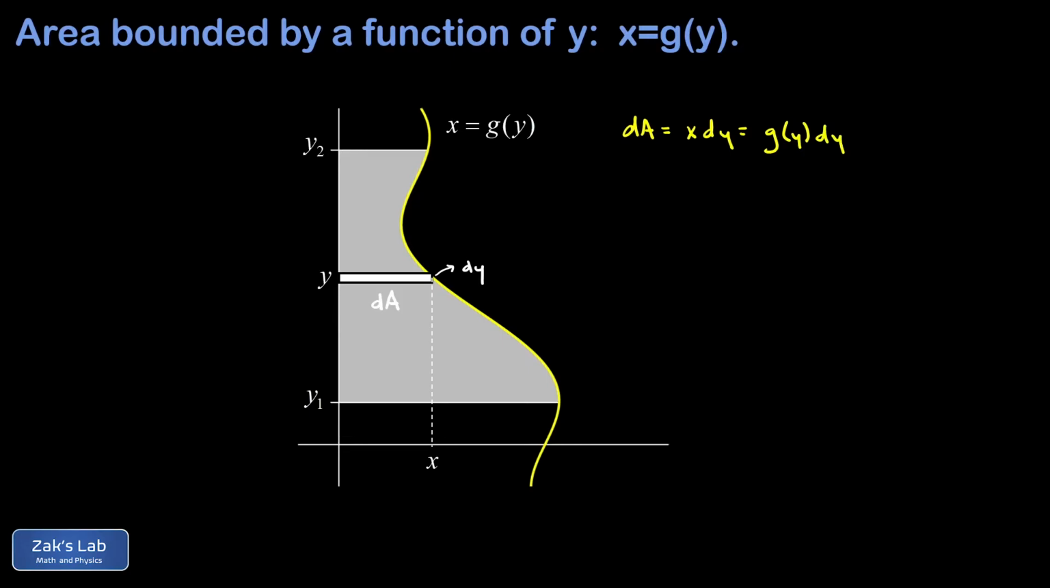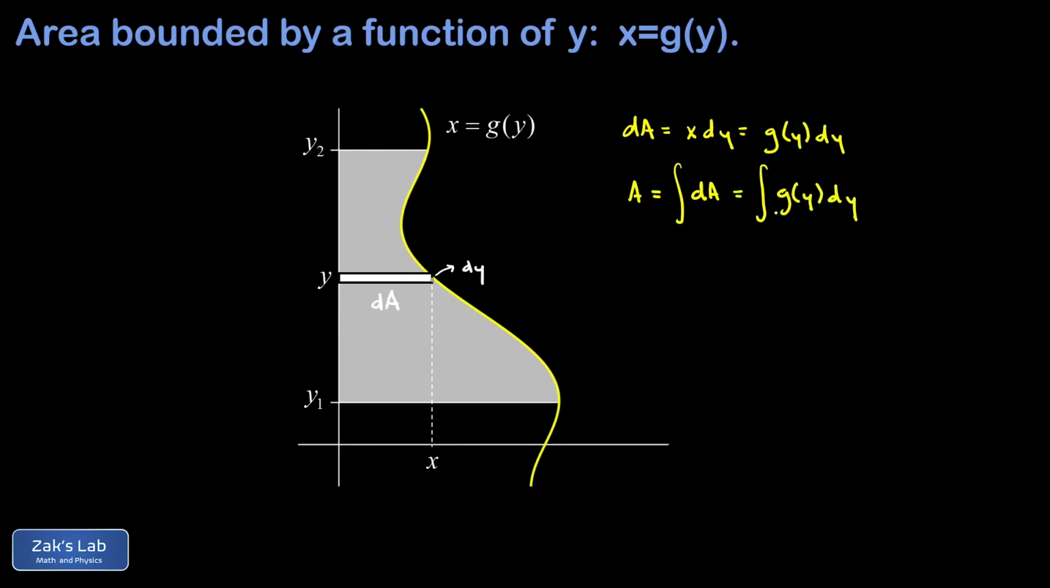Now recall that integration is really a summation device for adding up infinitesimal contributions. So we can say the total area bounded by this curve is just the integral of dA. That literally means the continuous sum of all the dA contributions to the area. Then we just plug in our expression for dA. That's g of y dy.